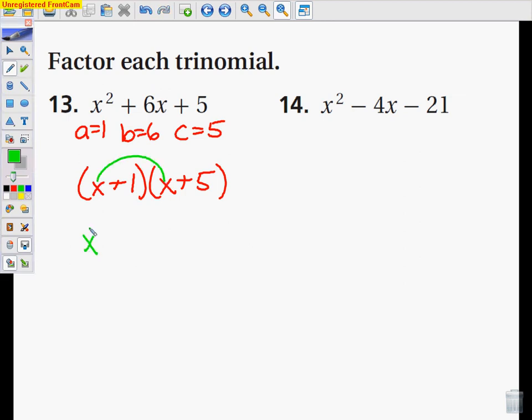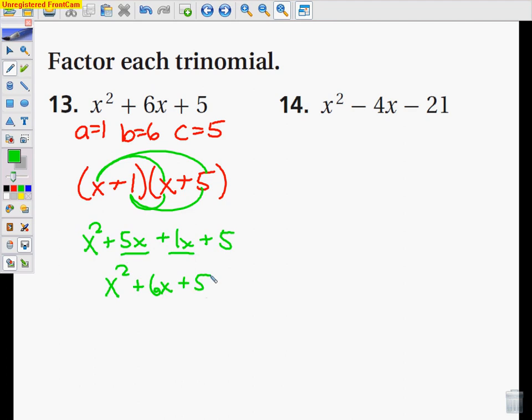First, outside, inside, last. So we get x squared, add your like terms. So because this answer is the same as what we started with, we know that our answer is correct. So our answer, once again, this is the answer. That's the answer. Okay? Let's do the same thing here in number 14.